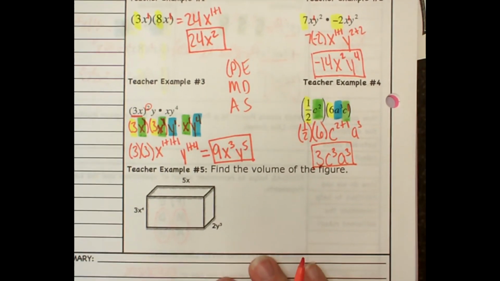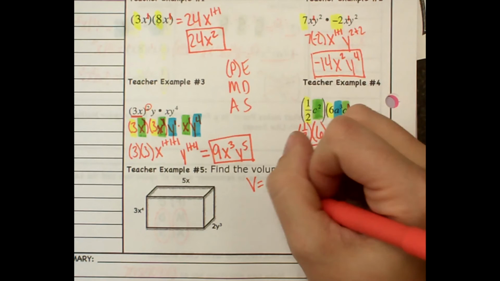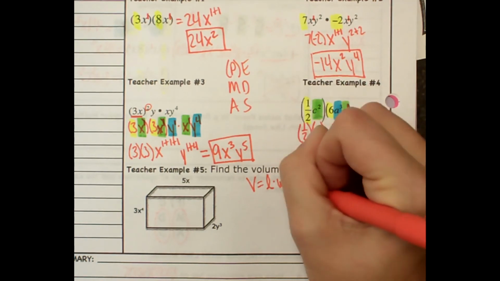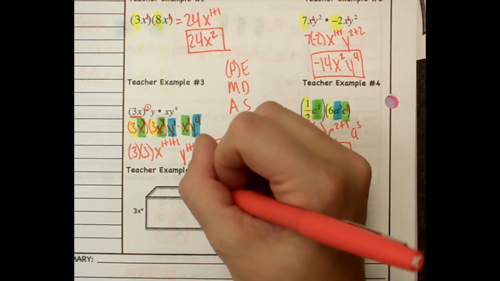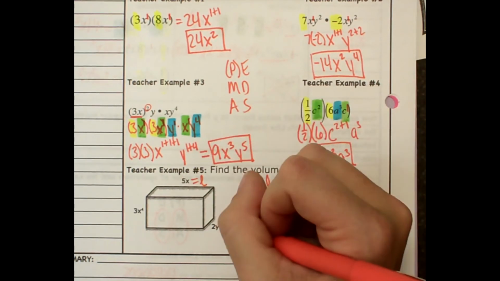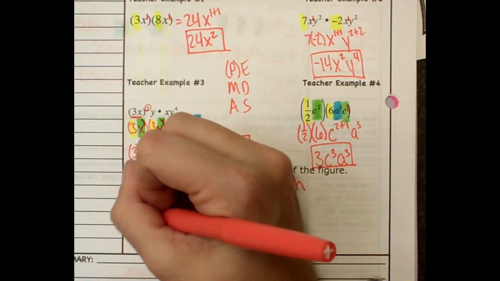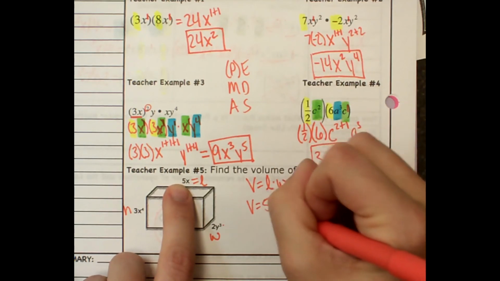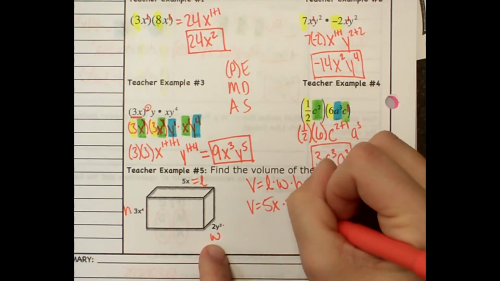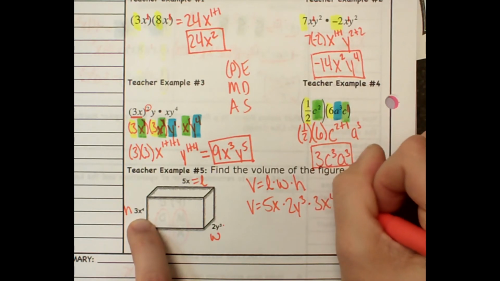How does this work in real life? So find the volume of your figure. What is volume? You need to remember volume is length times width times height. So if we look, here is my L. Here, right here is my W, and over here is my height. So our volume will be length, 5x, times width, which is 2y cubed, times my height, which is 3x to the 4.